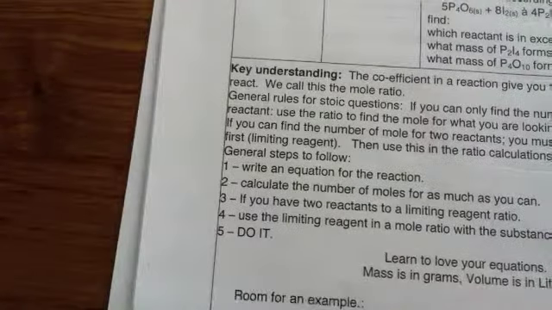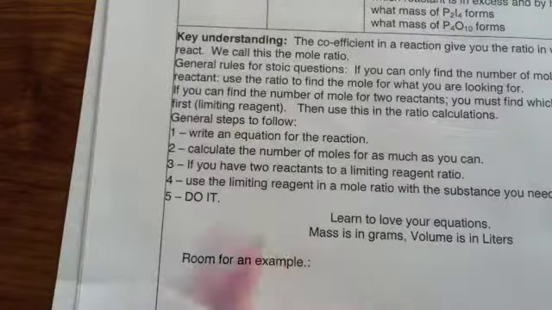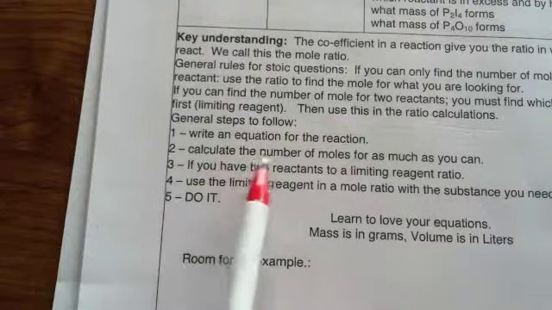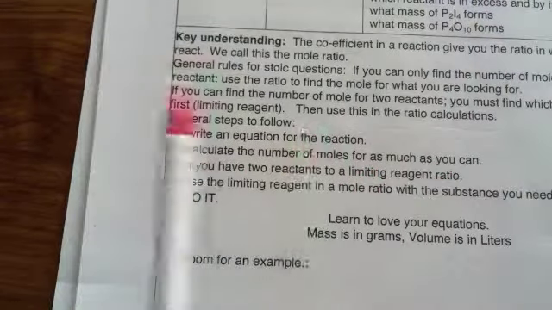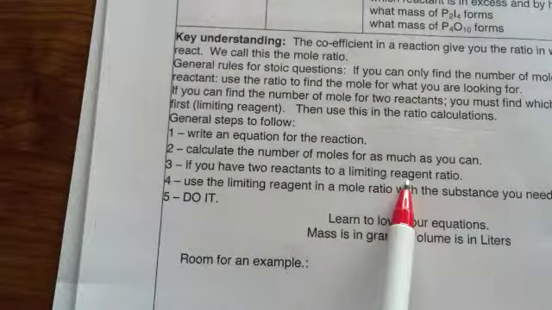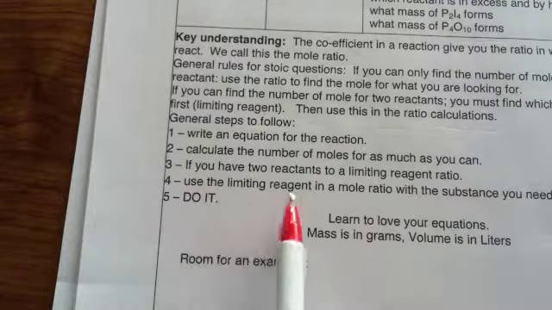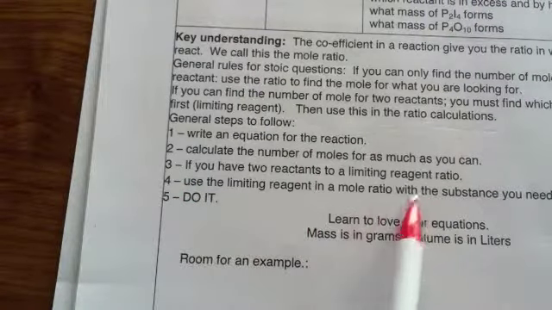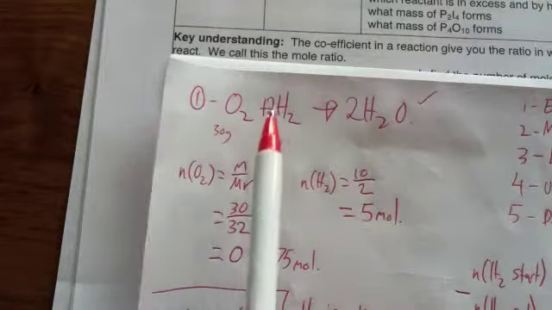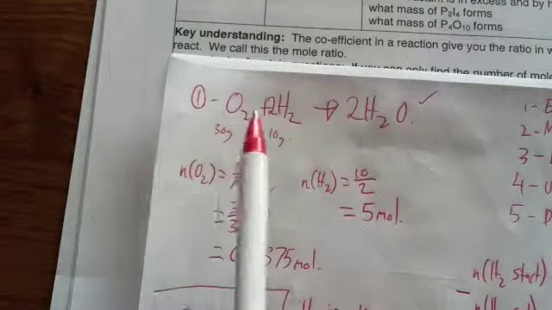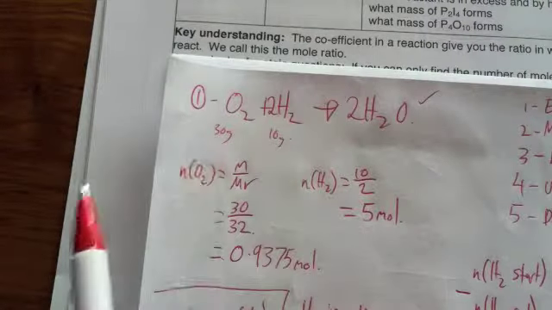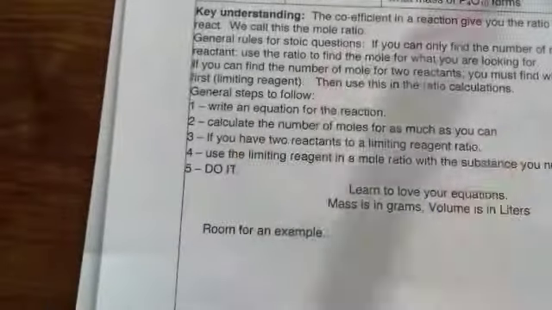We've also got these steps here that you can look at, which are exactly the same as what I've written down. Write an equation for the reaction. Calculate the number of moles for as much as you can. If you're given 2 reactants, calculate the number of moles for both, because that means you're going to need to find the limiting reagent. Use that limiting reagent in a mole ratio for the substance you need. For this one, the substance I needed was the one in excess, the hydrogen, and I used the mole ratio of the limiting reagent, oxygen, to find out how much of it was used. And then I just did it.